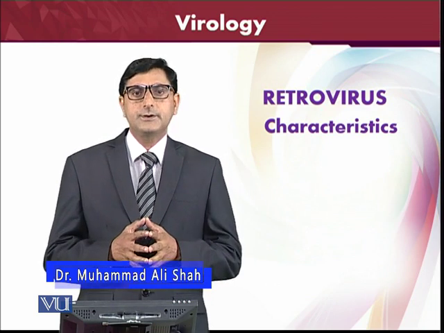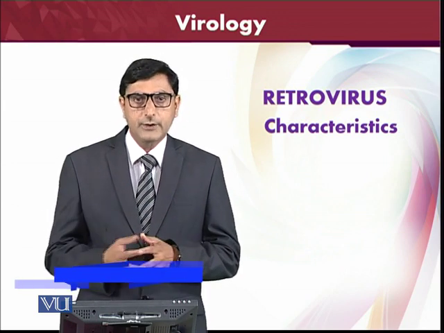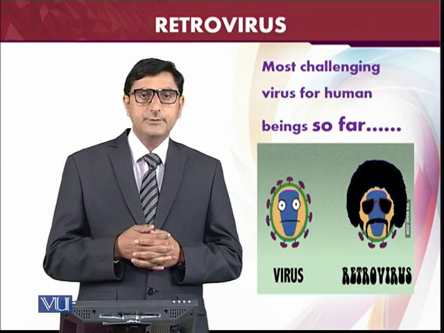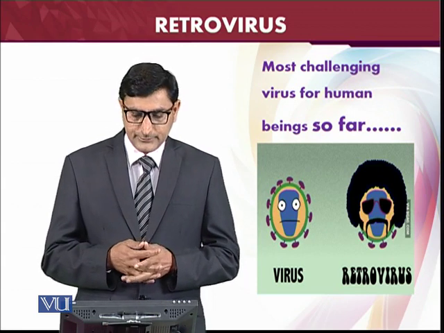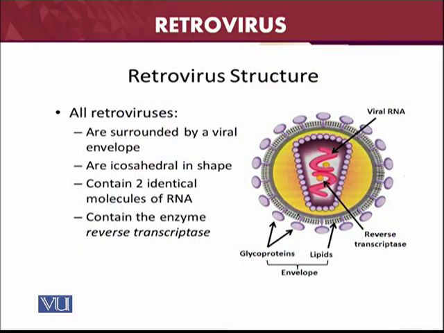One of them we have already studied is their nomenclature, their name: they transcribe backwards. That's why they are called retro. They are the most challenging viruses for human beings so far, and of course we have already seen the example of HIV. The retrovirus structure: all retroviruses have these things inside them, surrounded by the viral envelope. You can see in the pictures that they are icosahedral in shape, contain two identical RNA molecules, and contain the enzyme reverse transcriptase.